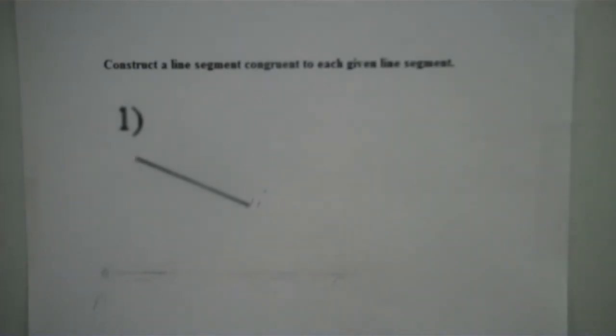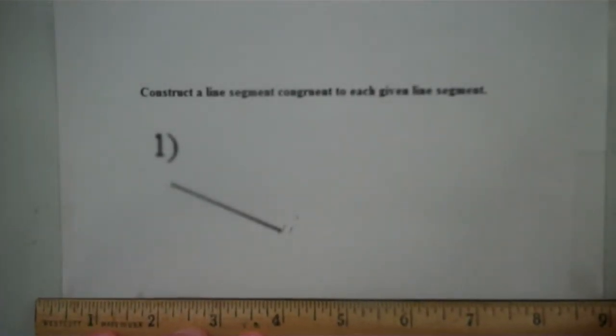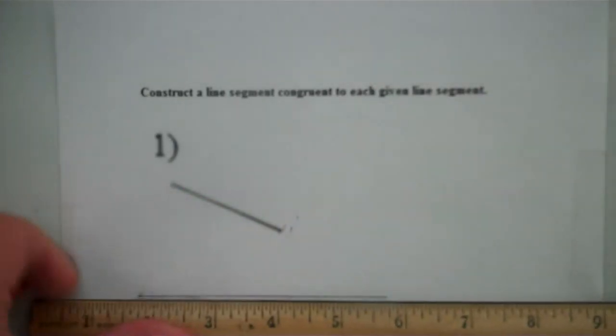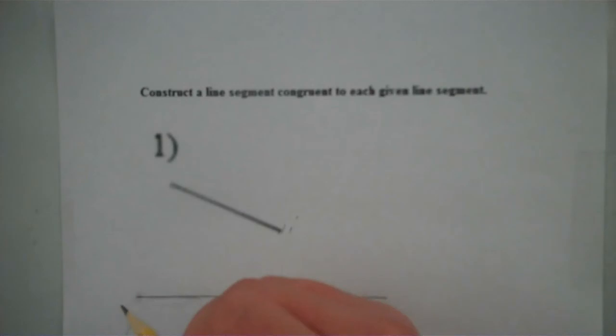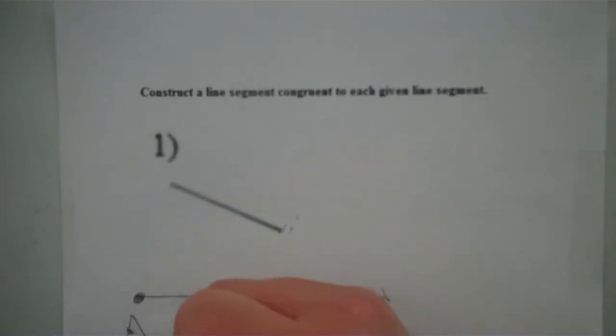Okay, so in order to construct a line segment congruent to the given line segment, what we first need to do is take a straight edge and draw any length of a ray. We'll label this point, point A.